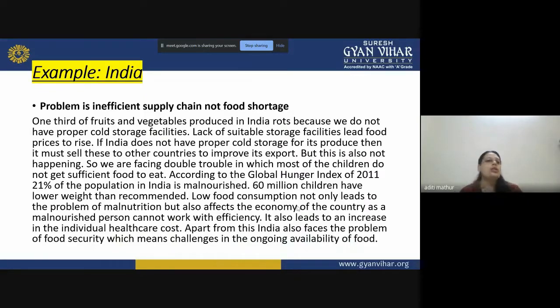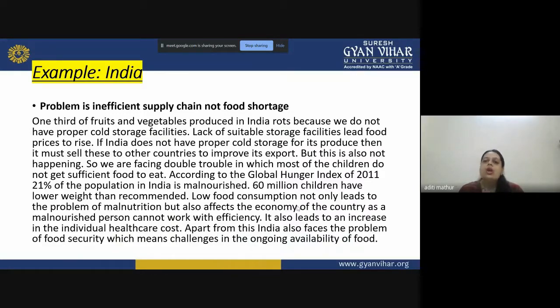In which most of the children do not get sufficient food to eat. Why? Because it is getting rotted, it is getting damaged, and we cannot consume it, because we know that food items, the fruits and vegetables, are perishable. They have their shelf life, and if it is not consumed in that shelf life, the items are not healthy to be consumed, and we are already facing the problem of malnutrition, right? So according to the Global Hunger Index in 2011, 21% of the population in India is malnourished. So we have been facing this problem from 2011 itself and before that.